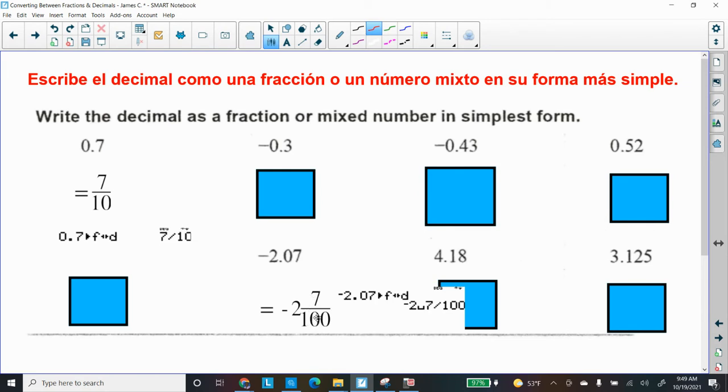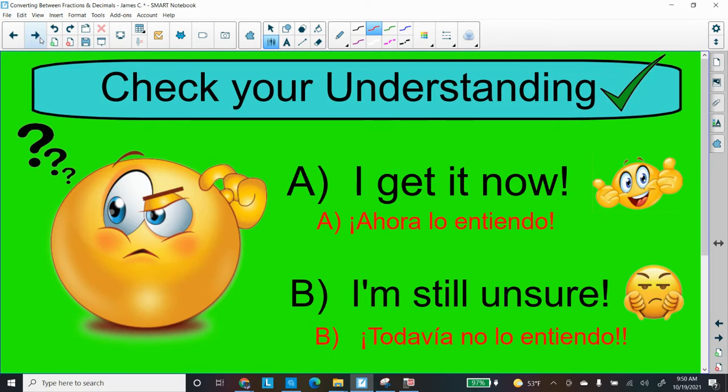So there's how we do it, changing decimals, mixed numbers, or negative rational numbers into fractions with the calculator. All right, I hope you understood what we did. If you're not sure, write down your questions and bring them into class, and I'll answer them in class.